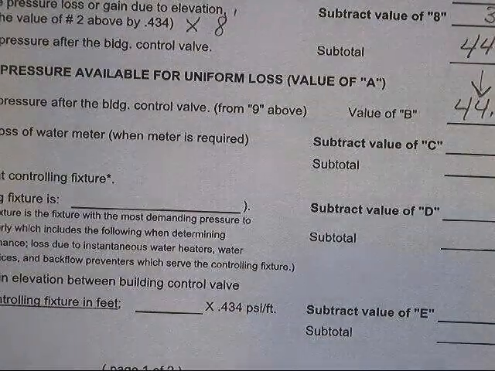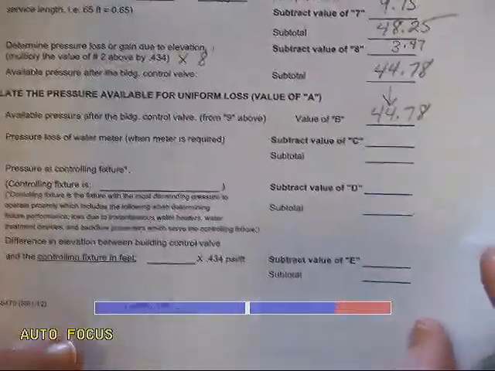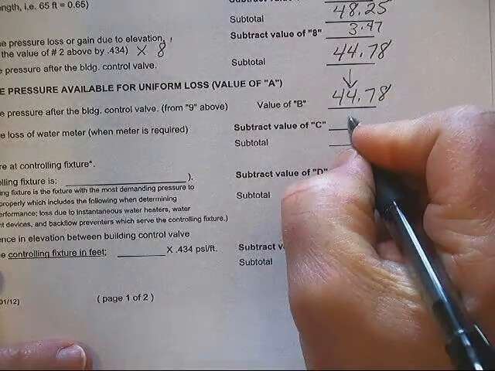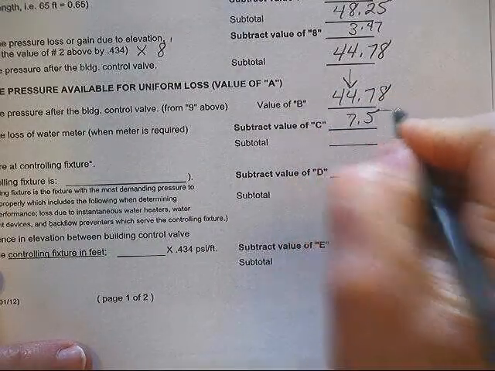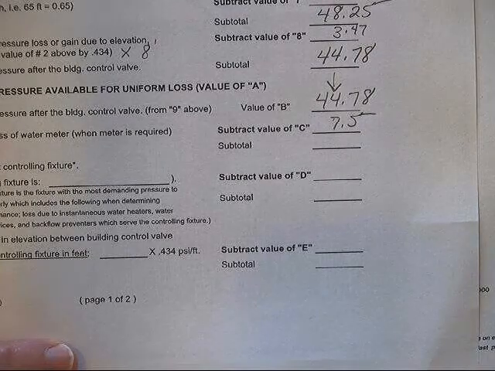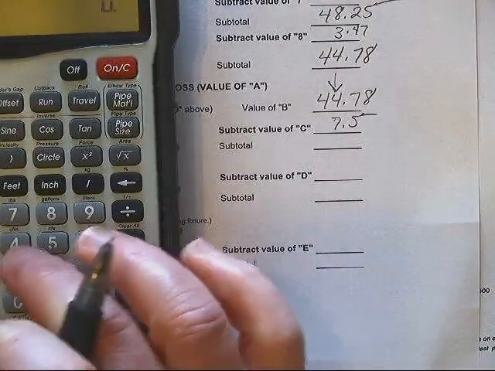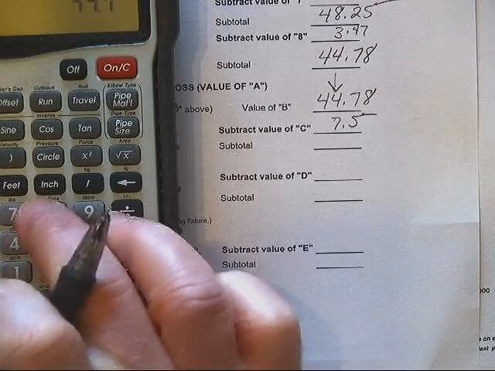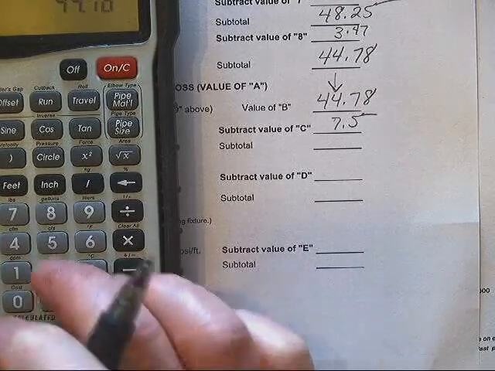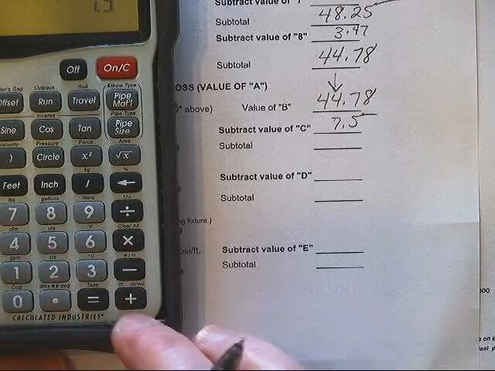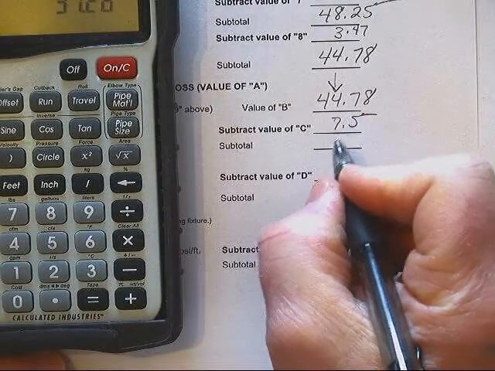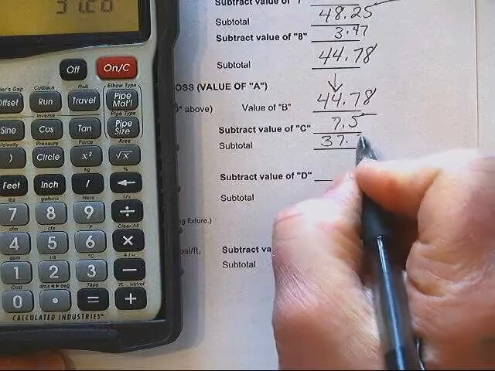So I'll go back to my calculation sheet, and we'll take that 7.5 psi. We'll subtract that from our value of 44.78. We'll take that off of there, and that'll drop us down to 37.28.